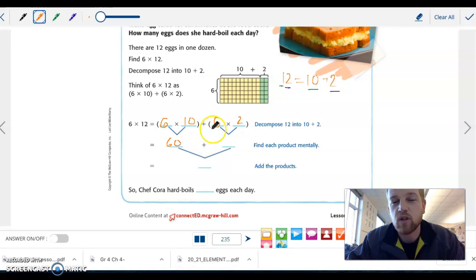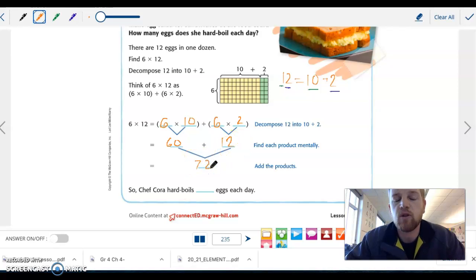My next step is I'm going to then do 6 times 2. 6 times 2 is a fact I've been practicing a lot with extra math, so I know that. 6 times 2 is actually 12. And now that I've done my first step, I decomposed the numbers. Then I did my multiplication. Now I just need to add them together to get my total product. So I have 60 plus 12. I know that that would be 72.